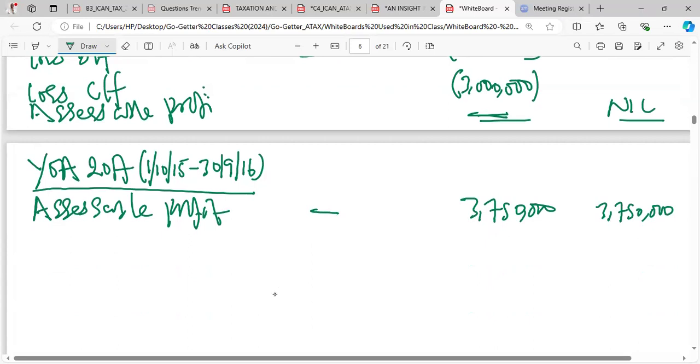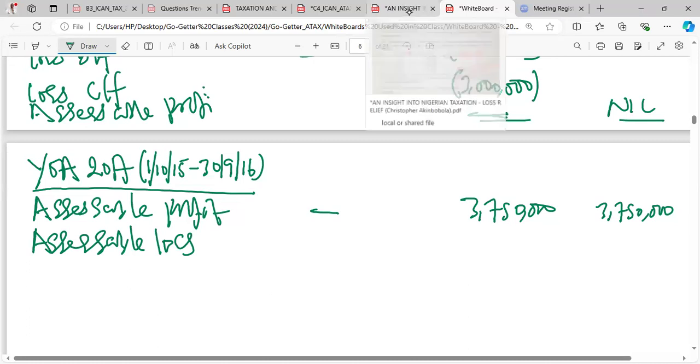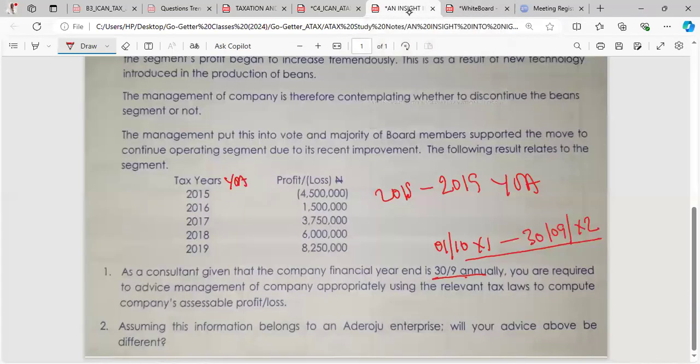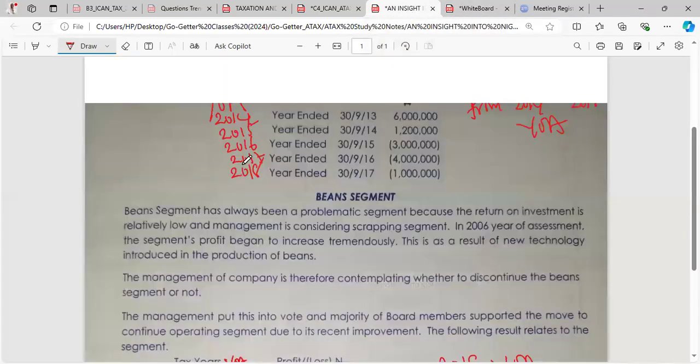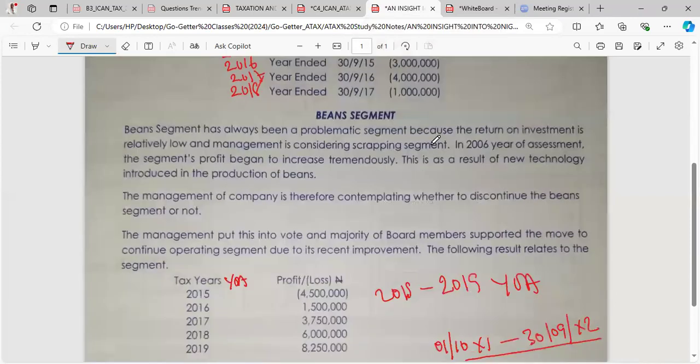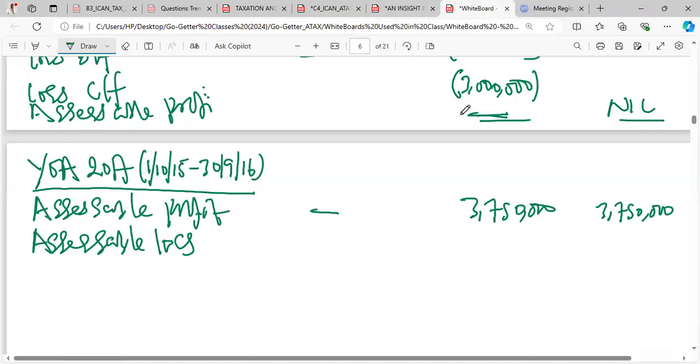So what happens? Accessible loss for 2017 year of assessment, 4 million. So we have 4 million here.